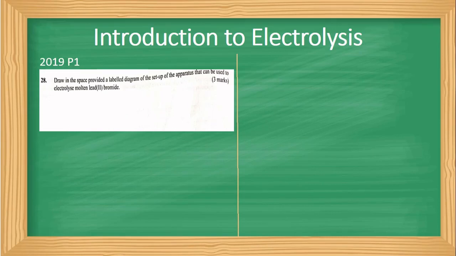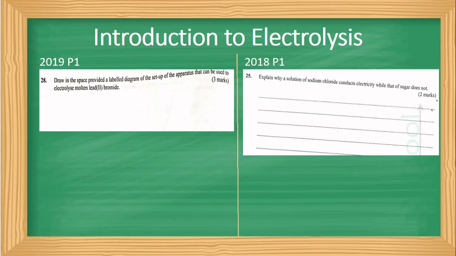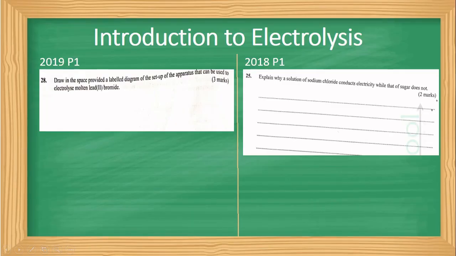2019 paper 1: draw a labelled diagram of the setup of apparatus that can be used to electrolyze molten lead II bromide. We have done it. 2018: explain why a solution of sodium chloride conducts electricity while that of sugar doesn't. That you can be able to answer.